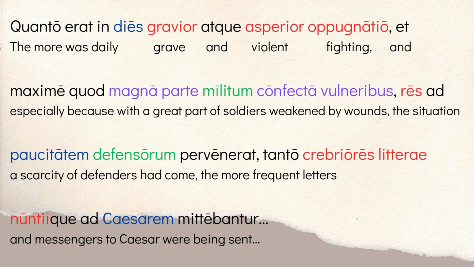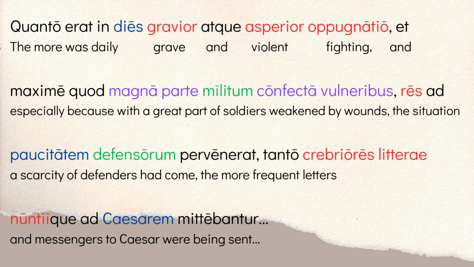The situation. You have the situation ad paucitatem defensorum pervenerat. The situation had come to a scarcity of defenders. Paucitatem defensorum means there's not a lot of Romans really left to fight, right? They're running out of people to get up on the walls because so many of them are wounded, right? So the more this was going on, then you get to the tanto, right? So it says the more that the fighting got grave and serious, especially because so many people were wounded, and the situation had come to a scarcity of defenders.